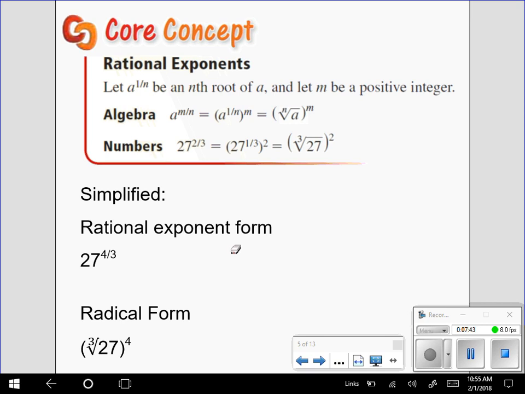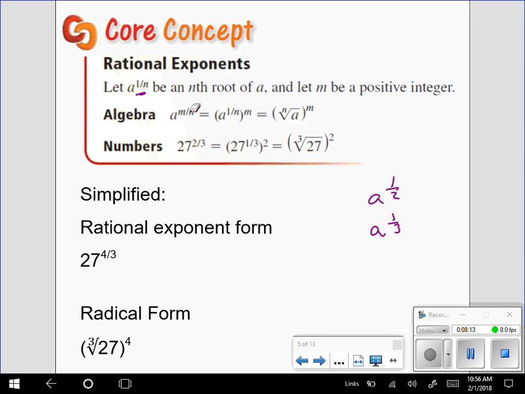We have rational exponent form and we have radical form. Here it breaks it down. It says let a to the 1/n power, which is a fraction, so remember 1/n can be anything like 1/2, 1/3, 1/7, be the nth root of a, and let m be a positive integer.